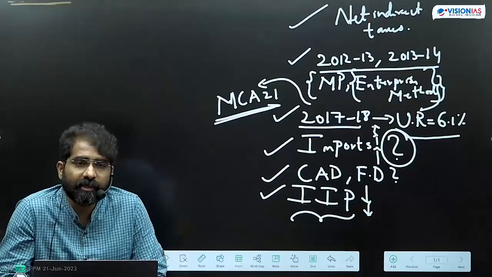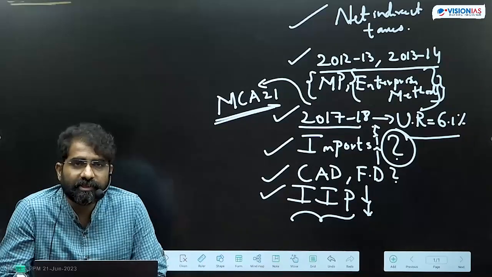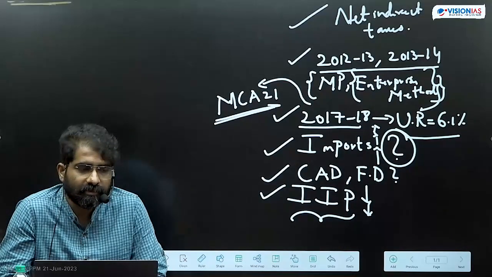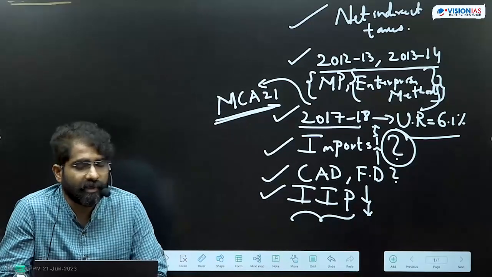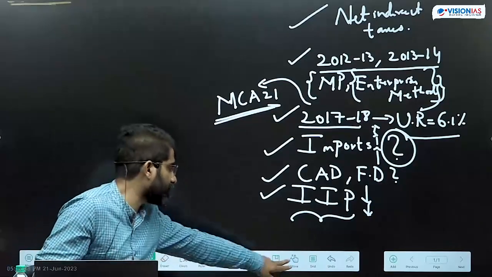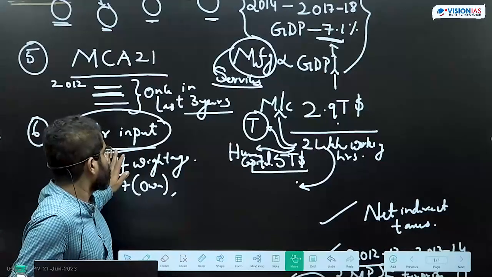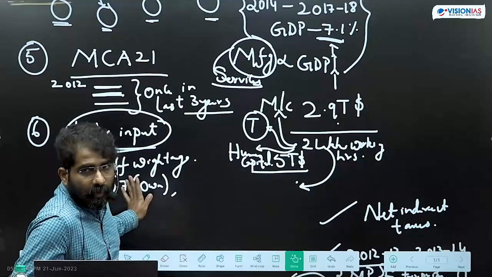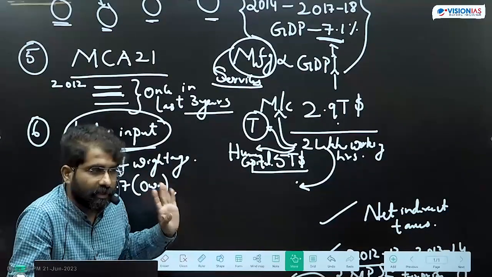Post 2015, the data of the Ministry of Corporate Affairs, MCA 21, which includes 5 lakh companies. So I'm not mentioning the criticism there. In these 5 lakh companies, how did you get that? Once in 3 years, if they are filing the statement, then you are taking that.